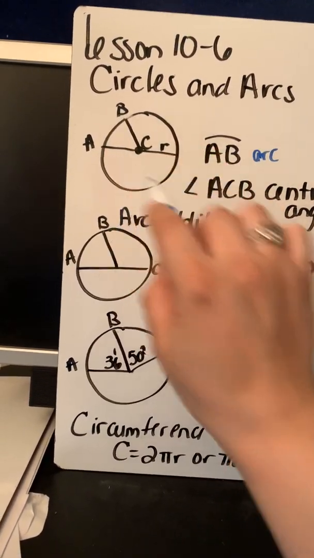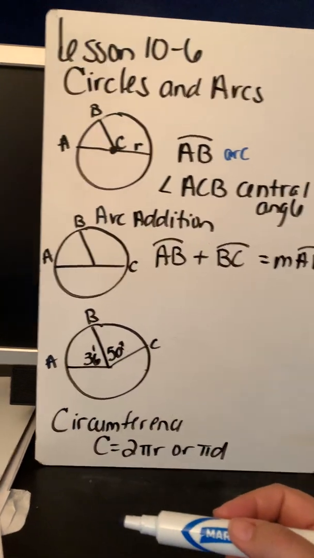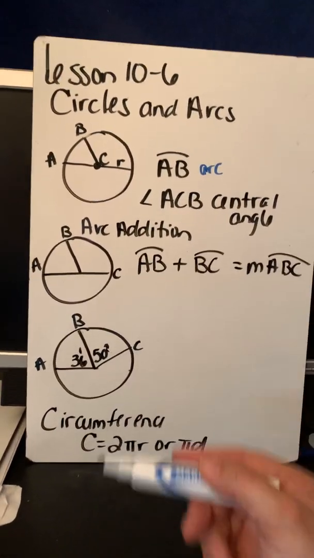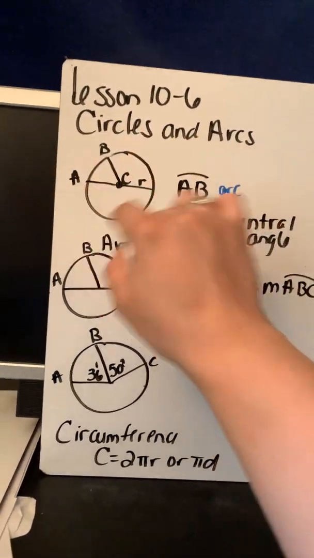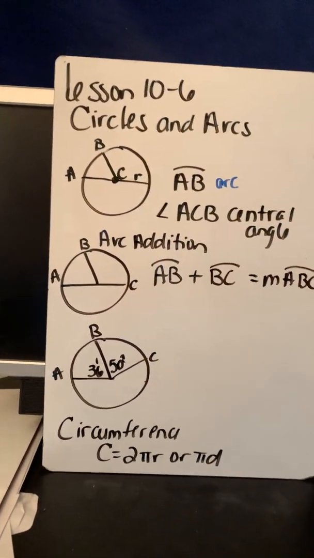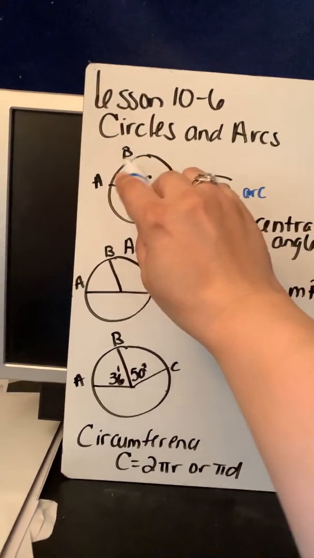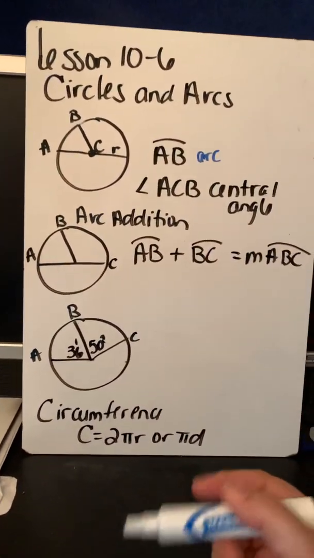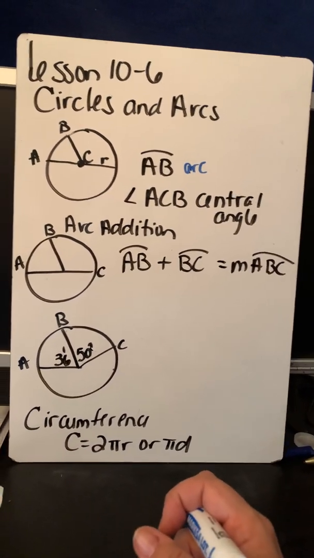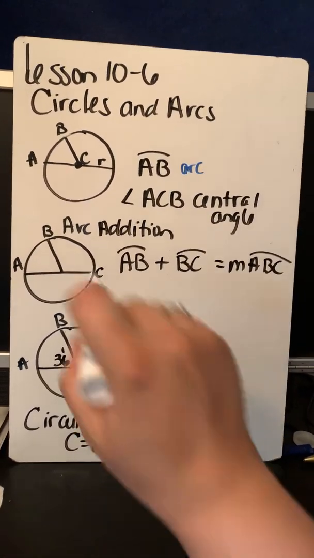ACB right in here is a central angle. So that's an angle within the circle using the center of the circle. So that's a breakdown of a little bit of circles. When you have two arcs that would be the exact same degree, they are congruent. That's pretty self-explanatory. Arc addition.